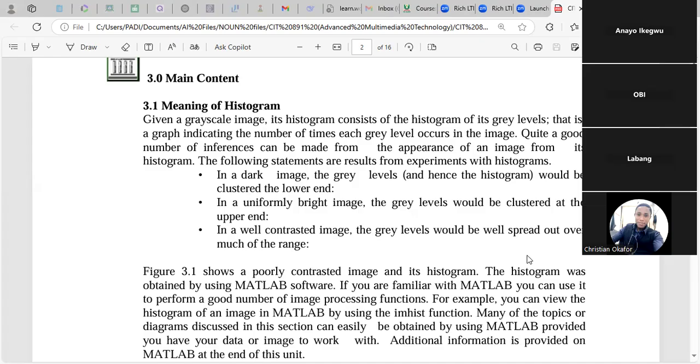Take for instance, when you have a gray image, with the help of a histogram, the whole image will go down, cluster, and heap at the lower end. Once the characteristics of the image are brought down to the lower end, that image becomes dark. But when you have a dark image and all the gray levels are moved to the upper end, that image becomes brighter or becomes fair.